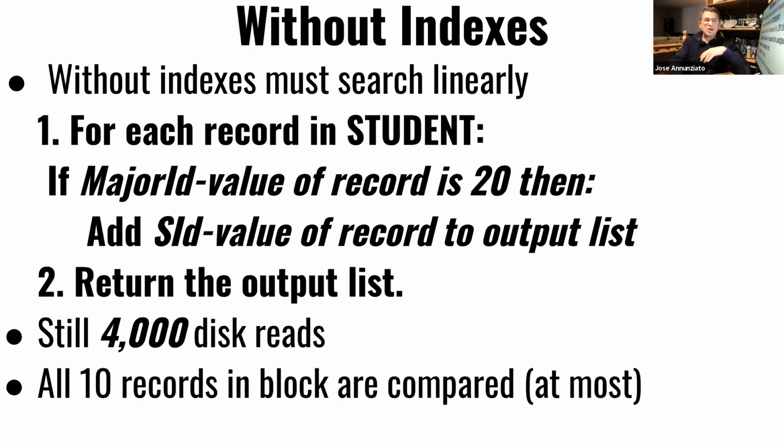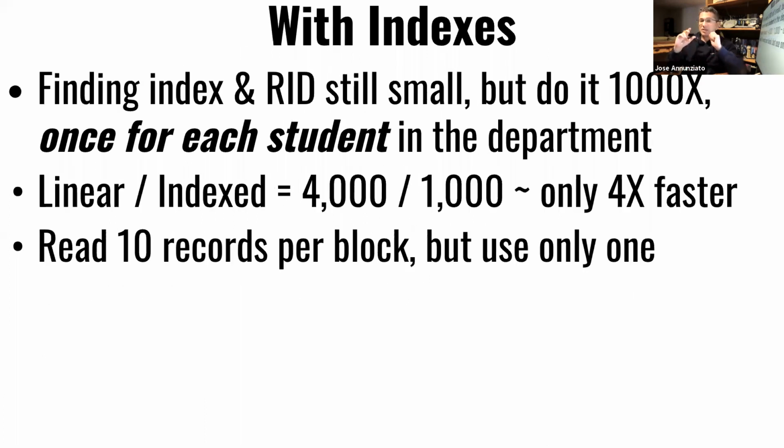So the improvements in performance are not as dramatic when you use non-unique indexes. With a full scan it took 4,000 reads of blocks, whereas using a non-unique index like major ID, it took 1,000 reads. It's still a 4 times improvement, but not the 1,000 times improvement you get with a unique index. You don't get as much of a boost in performance.